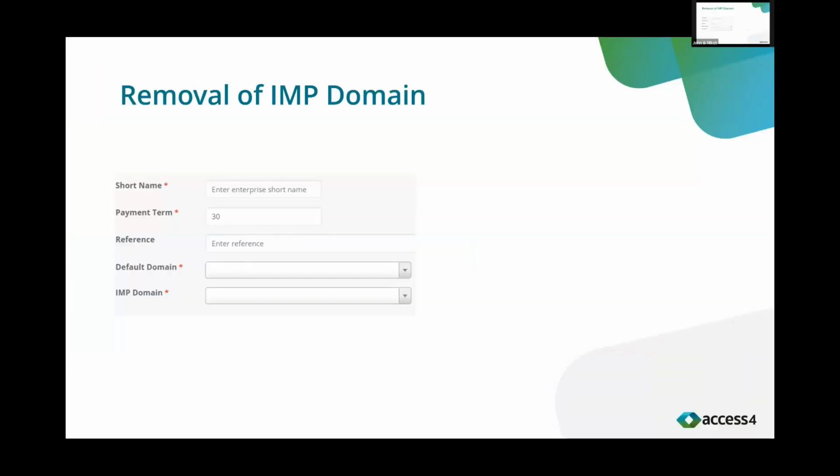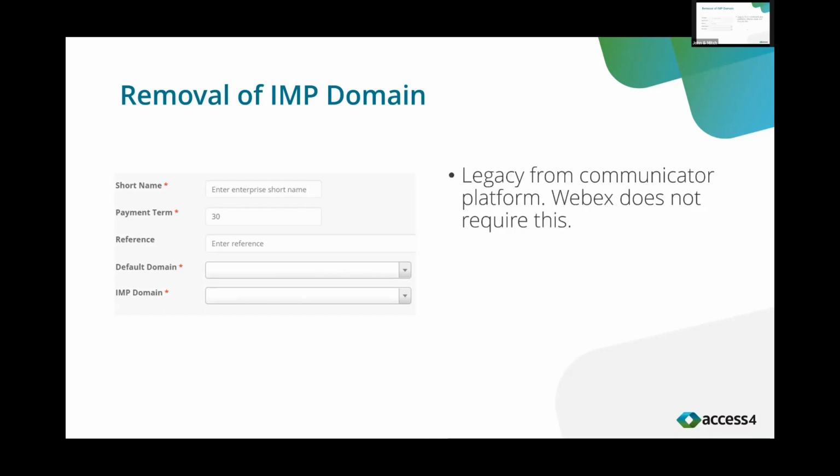The first one that was released is the removal of the IMP domain. When creating an enterprise inside the system, it's always asked you for an IMP domain. This was actually a legacy thing from when we were still using Communicator and Connect applications on our platform. And WebEx actually doesn't require this. WebEx is using the customer's domain to do all the instant messaging and putting it back into the WebEx platform. So we've removed this field now.